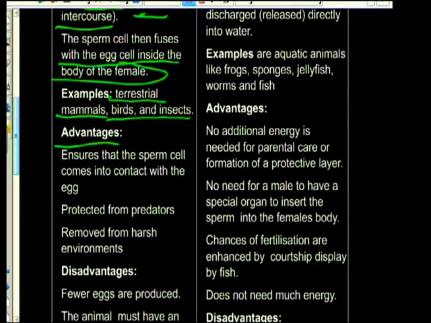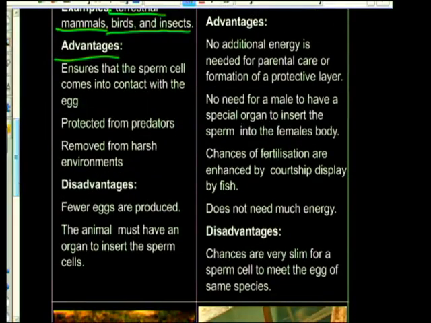What are the advantages of this? Firstly, there's a higher degree of a chance of the sperm cell coming into contact with the egg. Because it's inside the body, the sperms are deposited into the female reproductive organs. And within that area, the sperm is highly likely to meet the egg somewhere. So there's a greater chance.